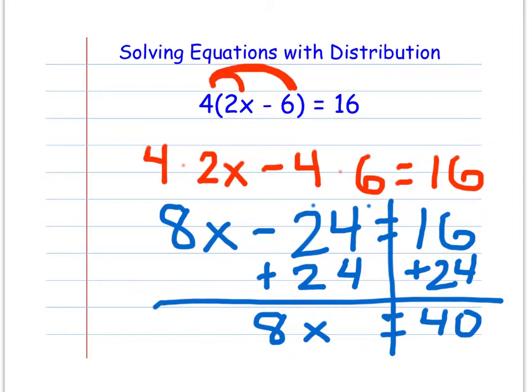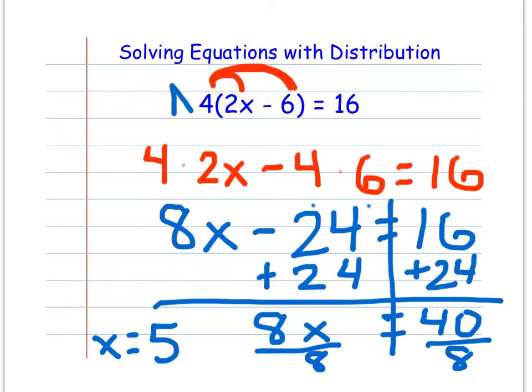And to get rid of the 8 on this side, I will divide it by 8. So I do the same thing to the right side. And I would get that x is equal to 5. And if I want to check my answer, I just go ahead and put 5 back into the original expression up here. And sure enough, I would get that this left side would be equal to 16.